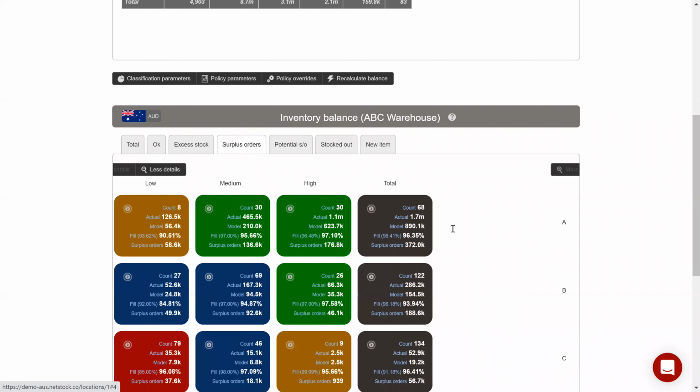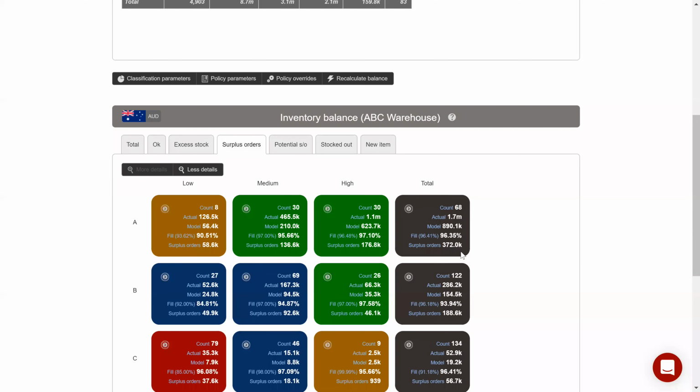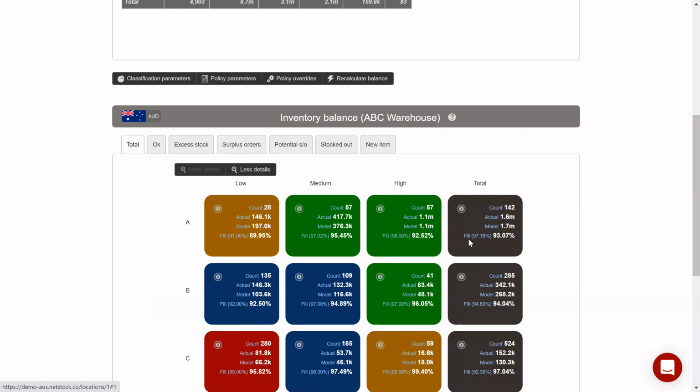The surplus, I'm holding double what I need, getting a very good fill rate. I would hope so with double the stock, but I've ordered some more excess. And the excess stock, I'm holding 5.5 times the model. So I'm getting higher than the target model, but at what cost? So those items don't come up for reorder. Potential stocked out and okay do. And overall, our models are looking okay.